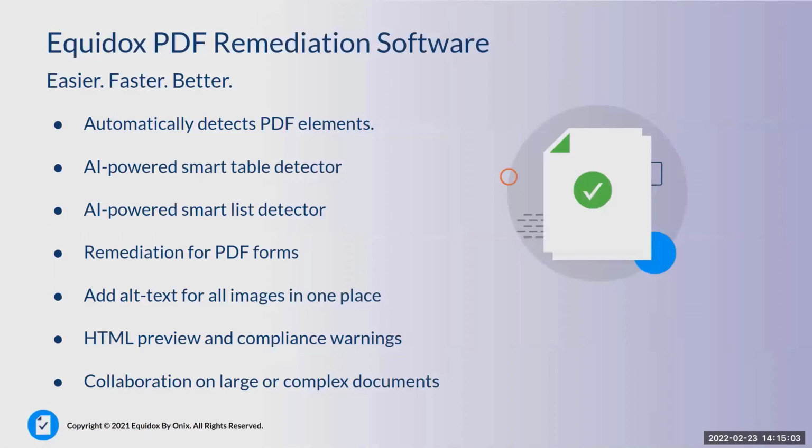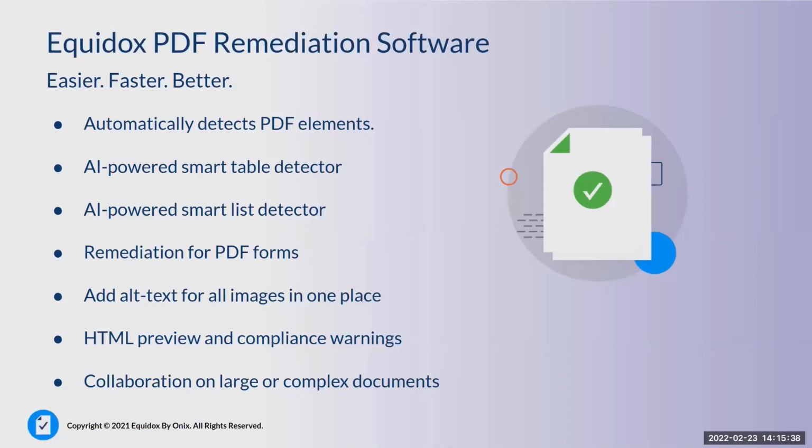So getting into a few of the details of Equidox. Equidox is PDF remediation software. We feel that it is easier, faster, and better. It automatically detects PDF elements. So when you import documents, you're getting either existing tag structure automatically detected, or if there is no existing tag structure, Equidox is automatically picking up things like text, hyperlinks, images, pages that require optical character recognition, fillable form fields, and so on and so forth. So you're getting automatically detected PDF elements just by importing the document.